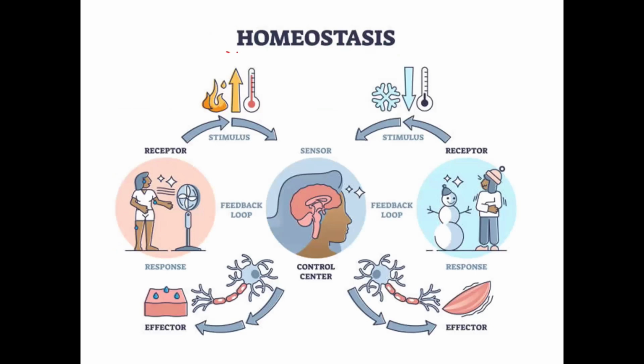Let's understand by this image what homeostasis actually means. If we look at the figure, on the left side we see a situation where the temperature is very high. Assume it's 450 degrees Celsius. So what has happened in this case?